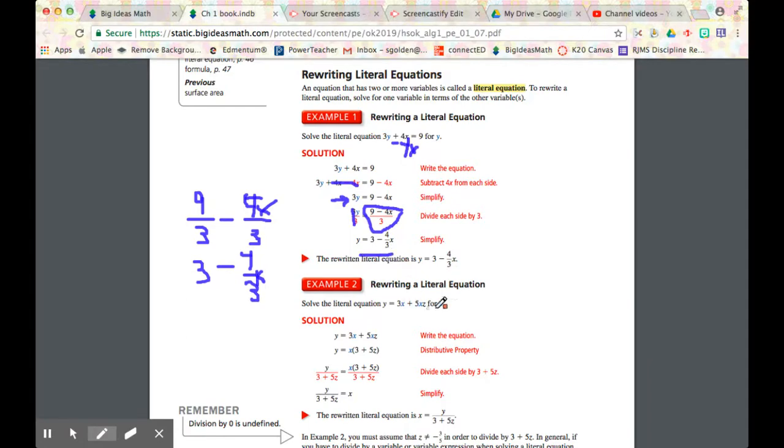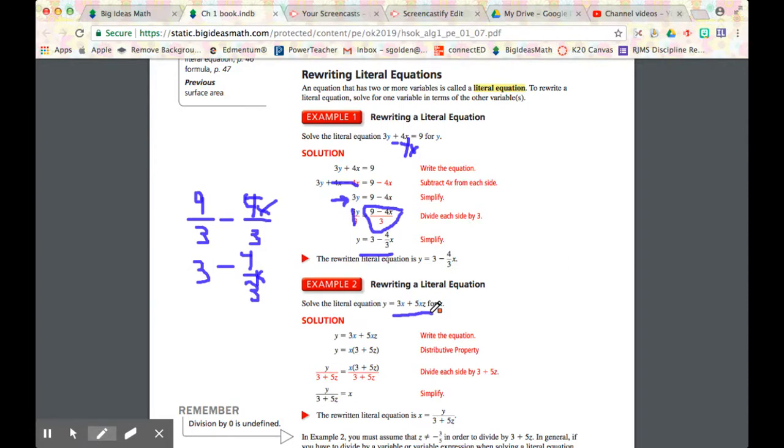Okay, so now on example 2, same thing, but this time it says solve the literal equation y equals 3x plus 5xz for x. So now we have 3 letters, and it says solve for x. The other thing that's different about this one is we have 2 x's in it. So we can't solve for x until we only have one x in our equation. So in this one, we're going to get that x out first.